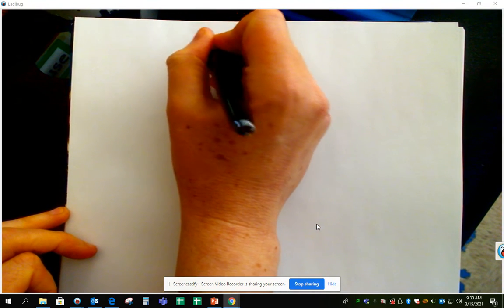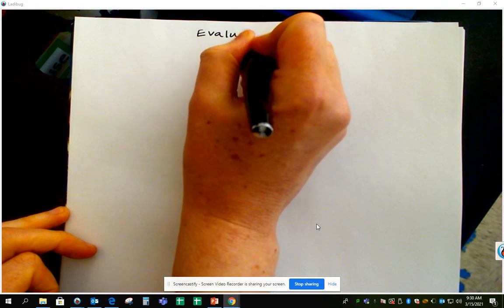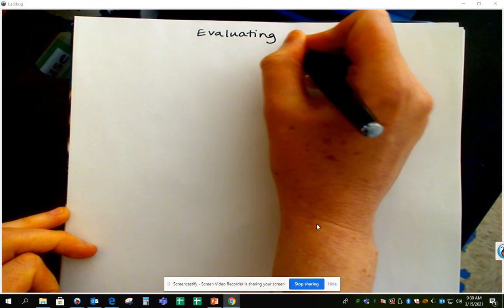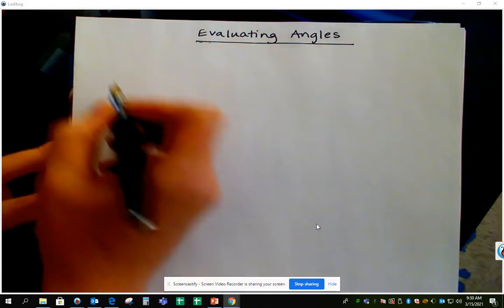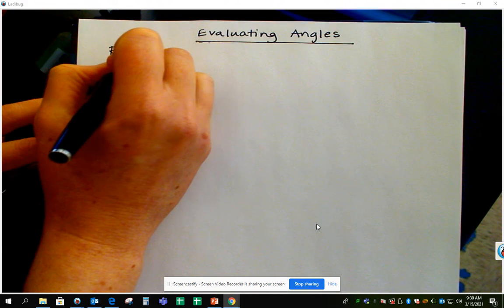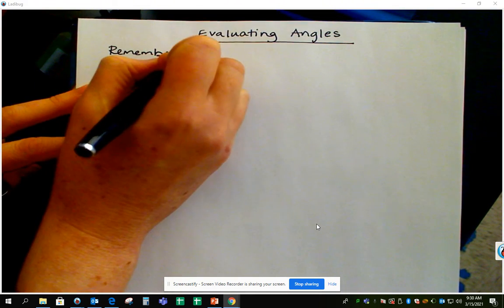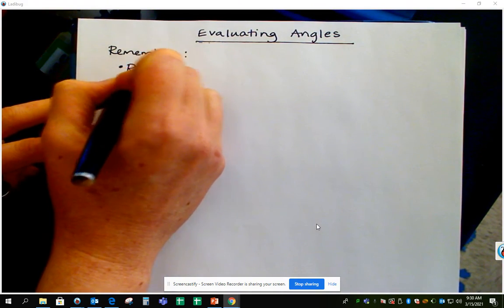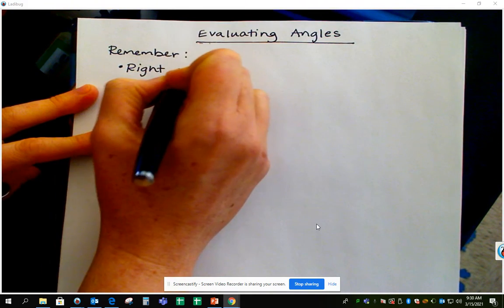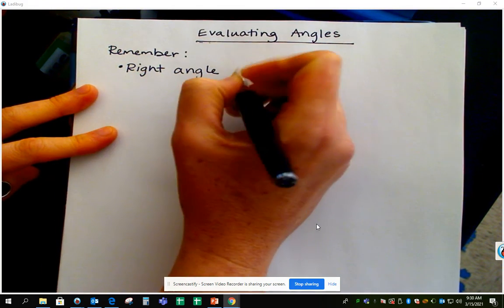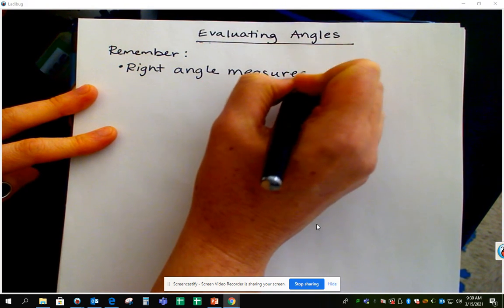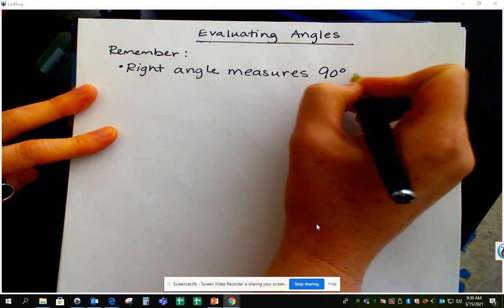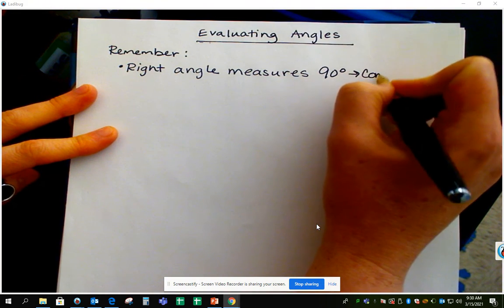Hey guys, today we're going to be learning about evaluating angles. A couple things to keep in mind. Remember that a right angle measures 90 degrees, and that those angles are called complementary.